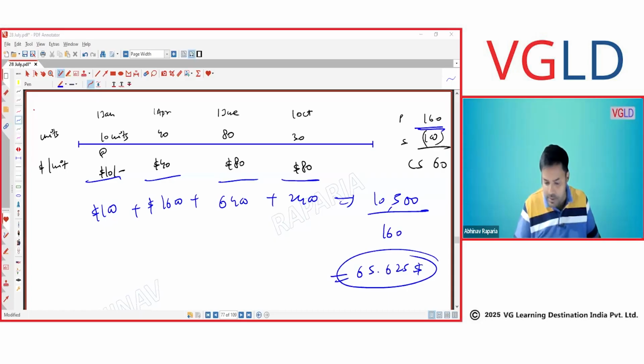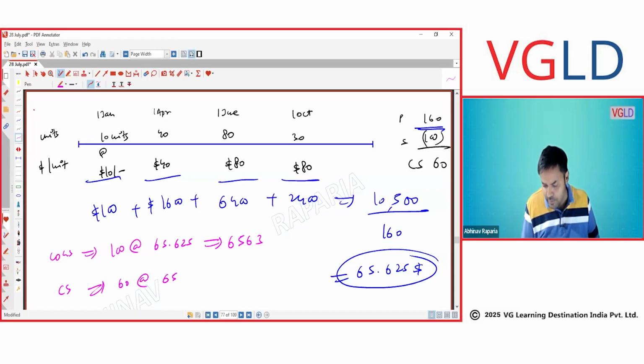So how much are you selling? You are selling cost of goods sold. How many units am I selling? I'm selling 100 units. So 100 units at the rate 65.625. So this is going to be, rounded off, 6563. How much is the closing stock? Closing stock is going to be 60 at the 65.625. Total is 10,500.